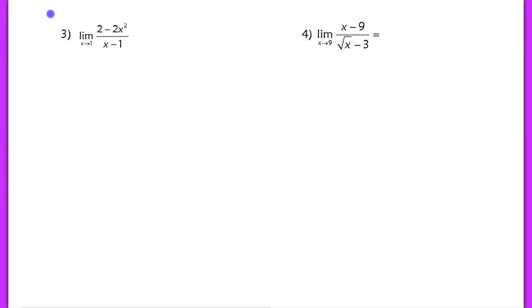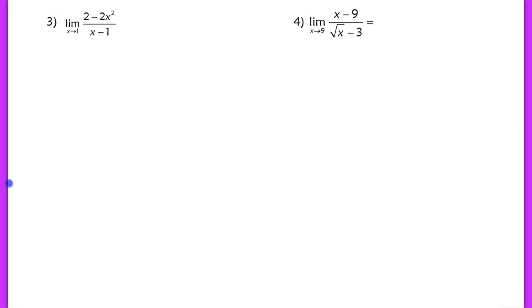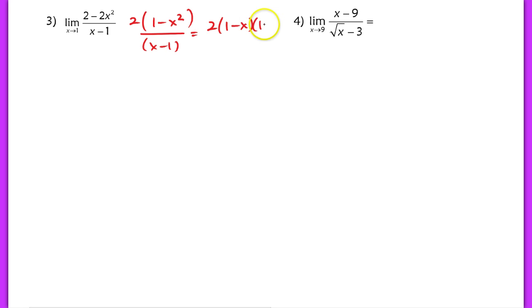Now for example 3, we have to do some algebraic manipulations again, because if I plug in 1 here into that function, I get dividing by 0 one more time, so 0 over 0. So here I'm going to factor out that 2, so I have 2 times 1 minus x squared over x minus 1. Now this is going to factor in the numerator to 1 minus x times 1 plus x.